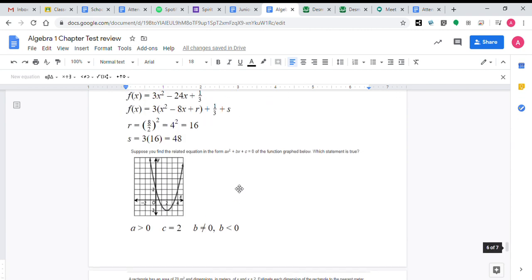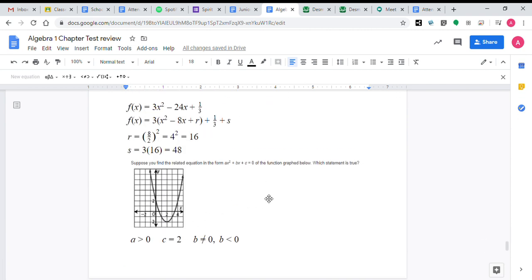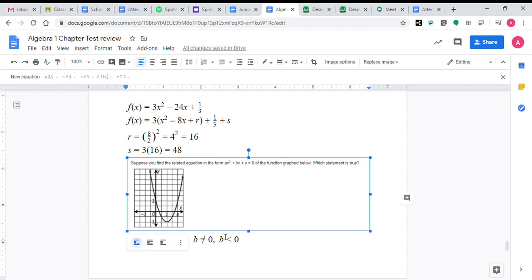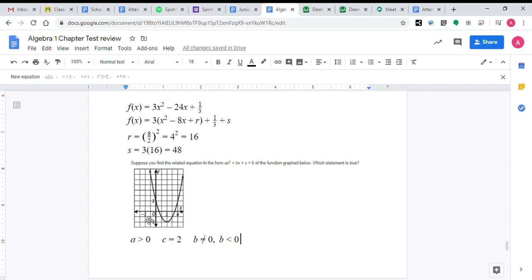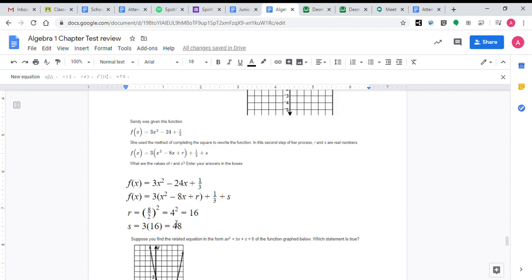Here, if I look at the graph, what do I know about A, B, and C? I know A is positive because it opens up. I know C is 2 because it crosses right there. And then I know B is not 0 because the vertex is not on the y-axis. But it's to the right, so I know B must be negative. Not positive, negative.